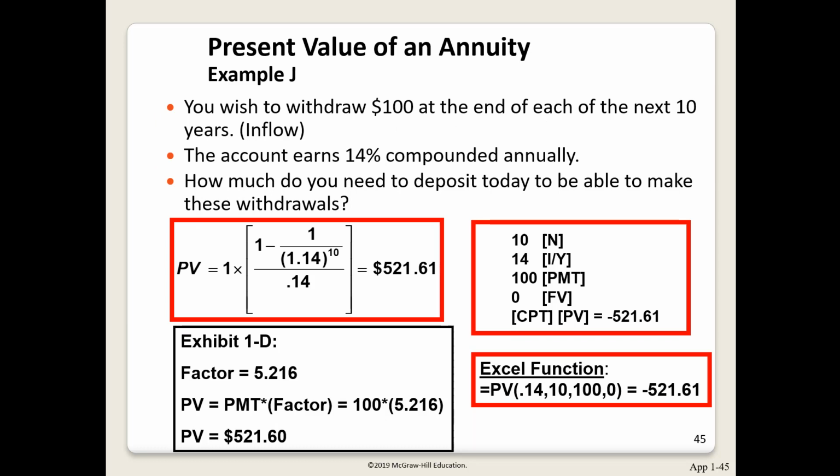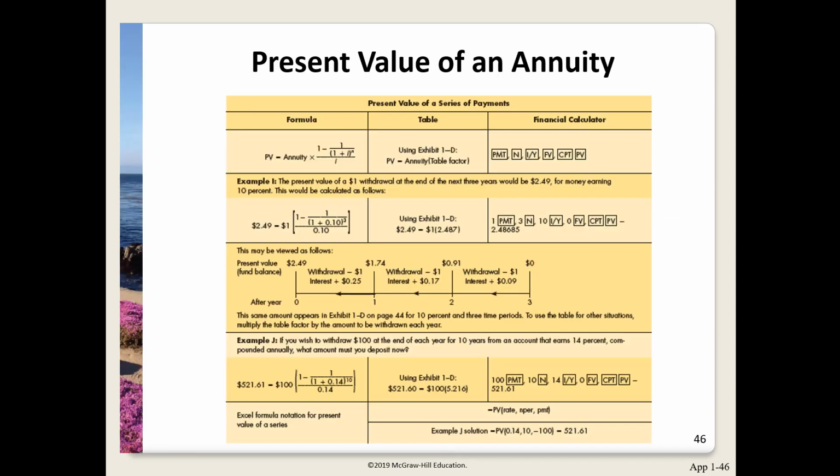Example J expands to payment values other than $1. In example J, you want to withdraw $100 every year for 10 years, and your account earns 14%. Focus on the calculator solution. N is 10. IY is 14. Payment is 100. It's an inflow to you, so it's positive. Future value is 0. Solve for present value. So if you deposit $521.61 now at 14% interest, you can withdraw $100 each year for 10 years. Page 36, this is a recap of examples I and J.